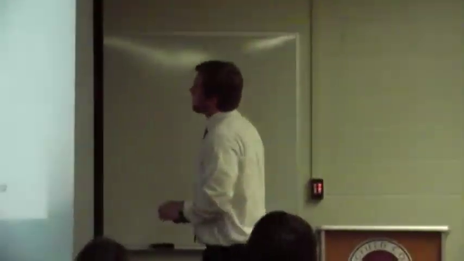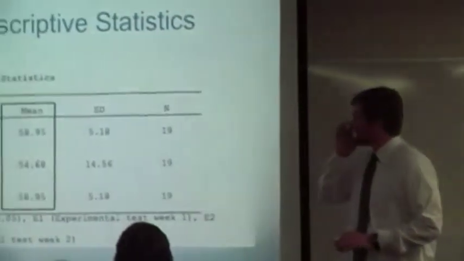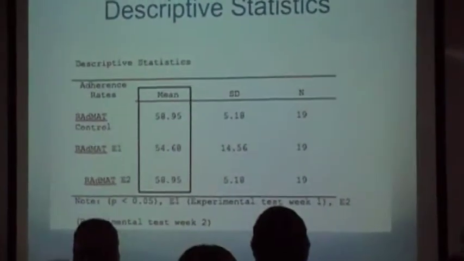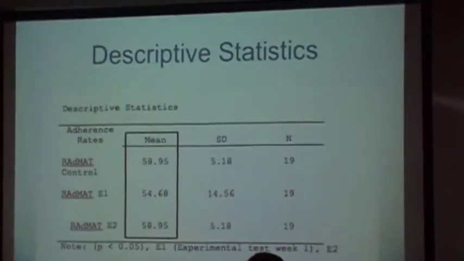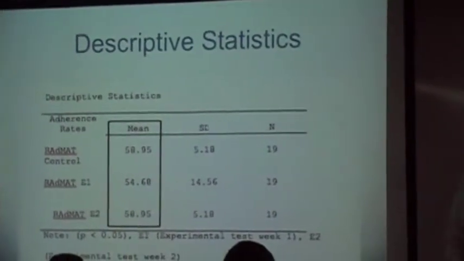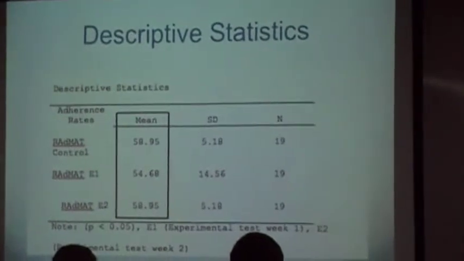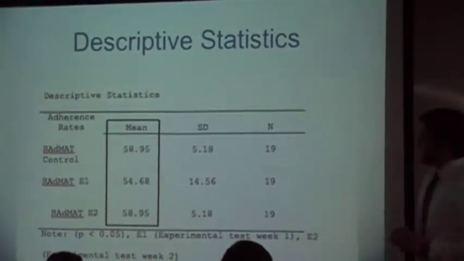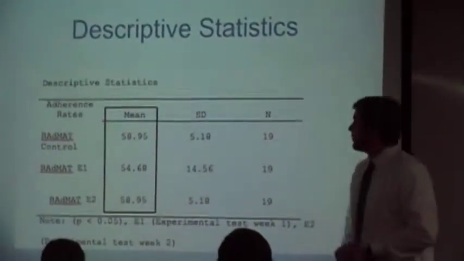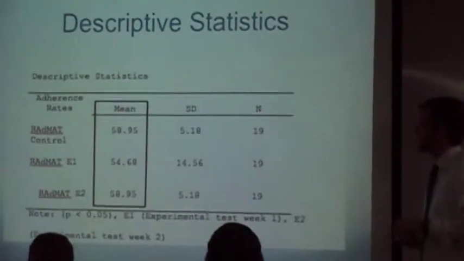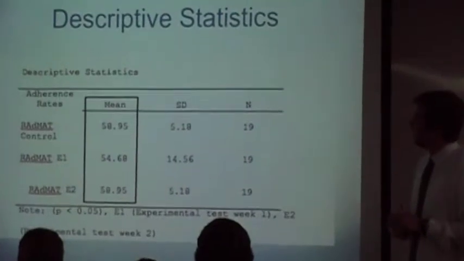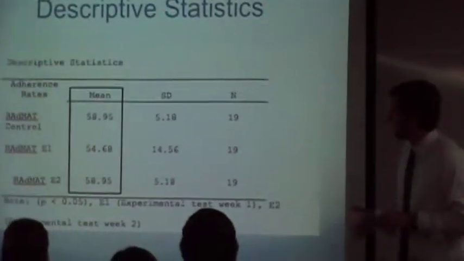So this first table is the descriptive statistics of the adherence rates. Just a quick note: Experimental 1, or E1, is week 3, so the survey given at the end of week 3, and E2 is the survey given at the end of week 4. As we can see, the mean does have a drop-off of about 4 points between the control and experimental 1, but by experimental week 2, we're back up to the exact same value.